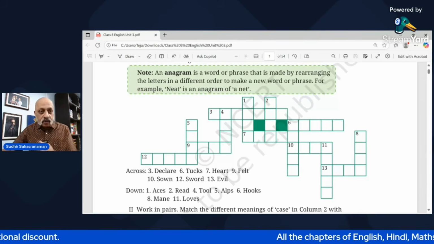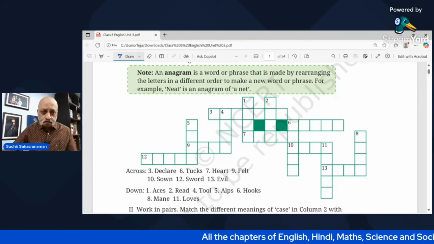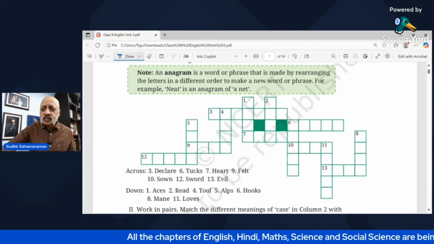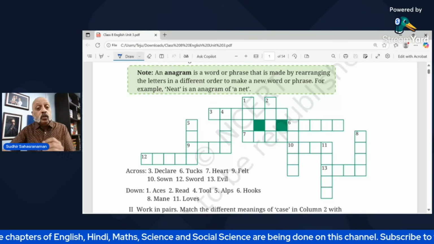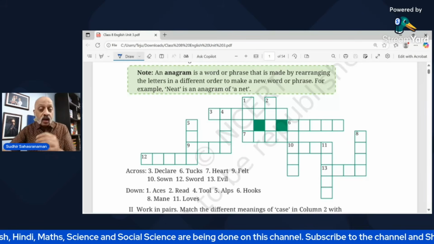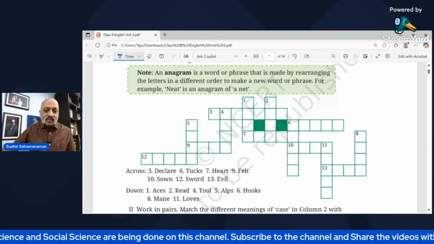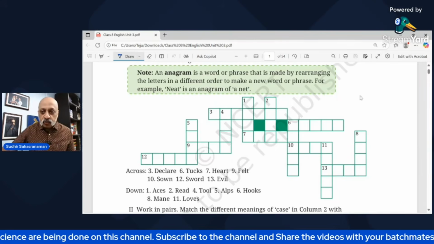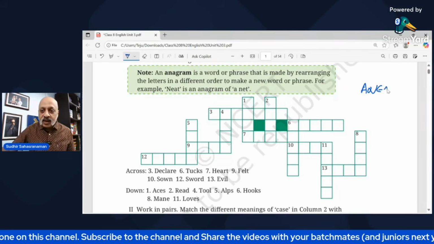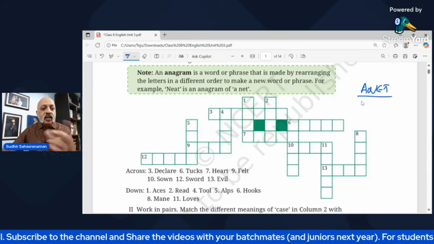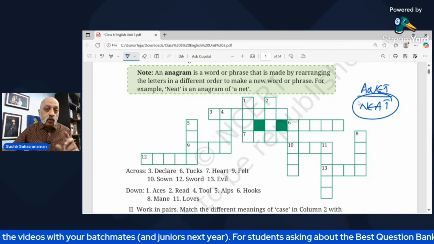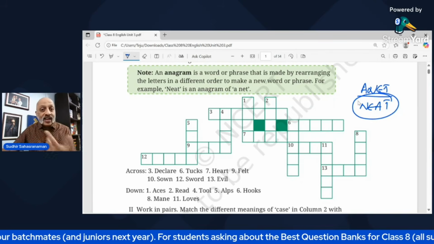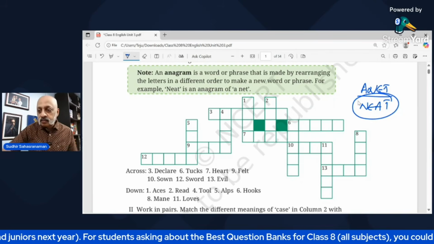Now, an anagram, for those of you who may not be familiar, is a word or phrase that is made by rearranging the letters in a different order to make a new word or phrase. For example, neat, like a net. If you write a word like a net, and if you are asked to make it into the right word, the correct word would be neat. You are able to change it into a word which actually makes a lot of sense.